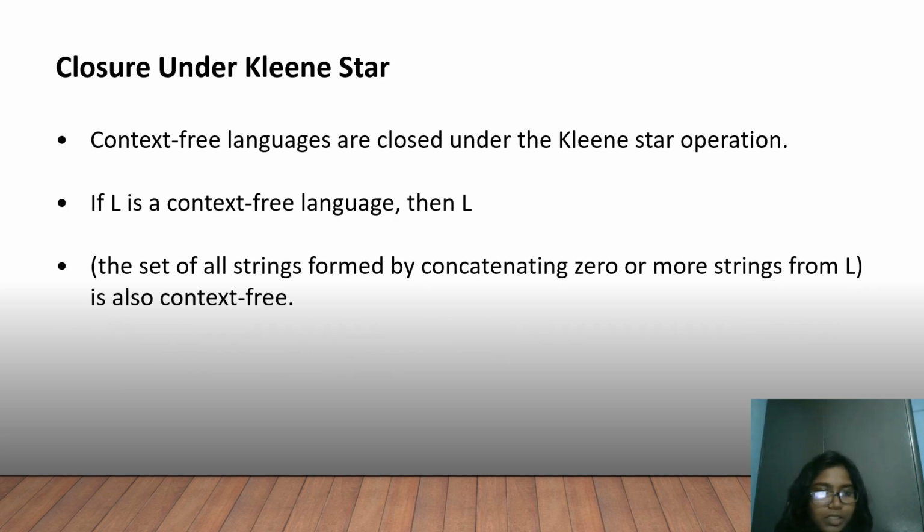The third one is closure under Kleene star. Context-free languages are closed under the Kleene star operation. If L is a context-free language, then L star is also a context-free language. The set of all strings formed by concatenating zero or more strings from L is known as Kleene star.